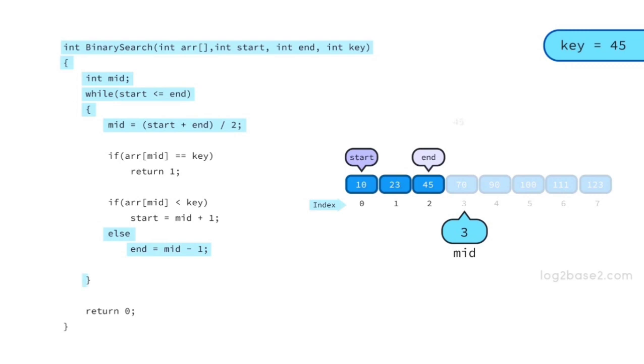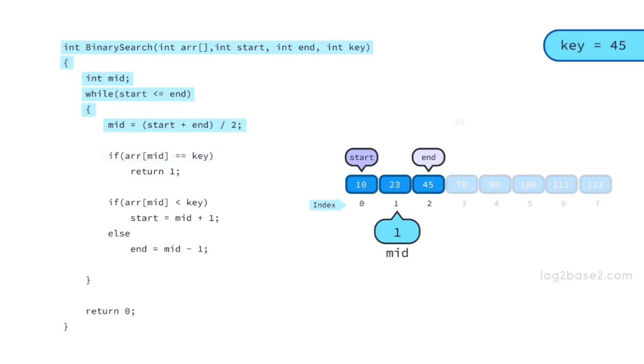Now check the condition again. We have start 0 less than end 2. So the condition is okay. So go inside and find the new middle element. So we have mid equal to start plus end divided by 2. That is 0 plus 2 divided by 2, which is equal to 1. So check if middle element is the key. And we have ARR of mid equal to key, but it is not.